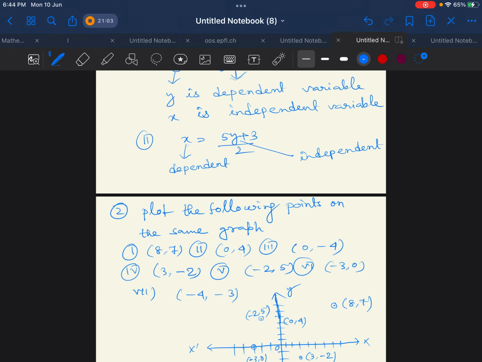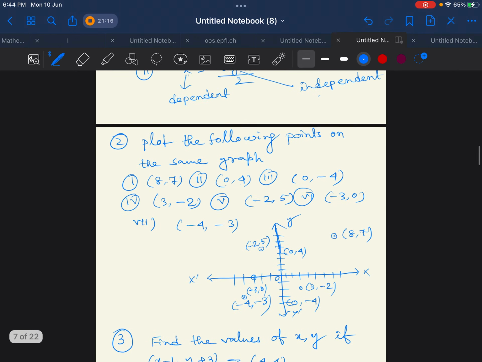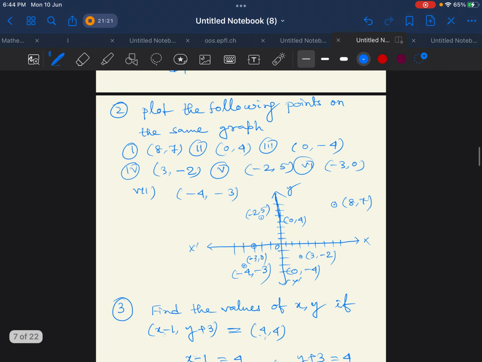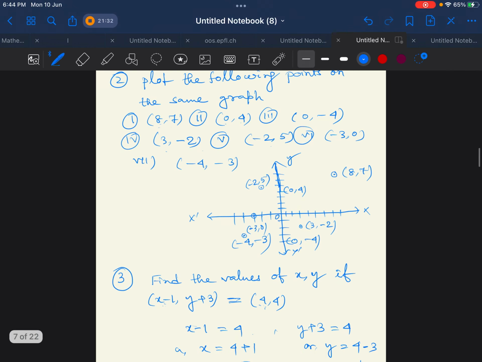Also, the second question is x is equal to 5y plus 3 by 2. Here, y is the independent variable and x is the dependent variable, because when we put the value of y, we will get the value of x. So, x is the dependent variable and y is the independent variable. Second question. Plot the following points on the same graph. Here, the points are 8, 7, 0, 4, 0, minus 4, 3, minus 2, minus 2, 5, minus 3, 0.